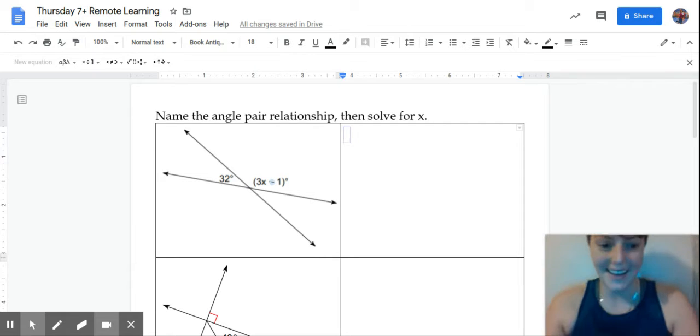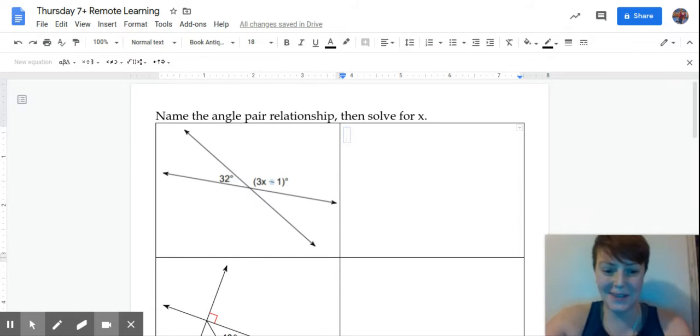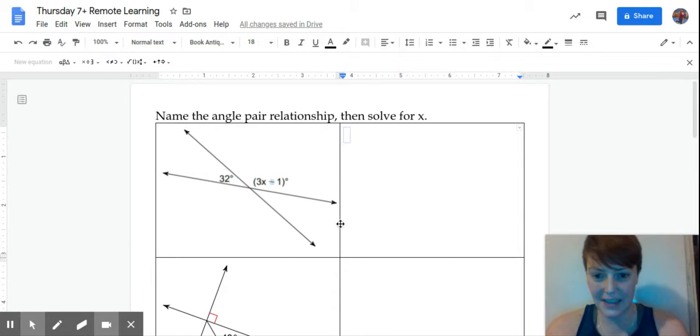There we go. Okay. So we're looking here at angle pair relationships with algebraic expressions. And with these algebraic expressions, they're going to turn into algebraic equations because of the relationships of the angle pairs. So here we go.